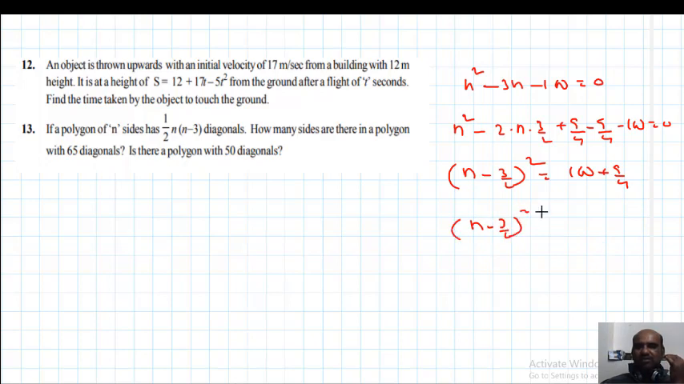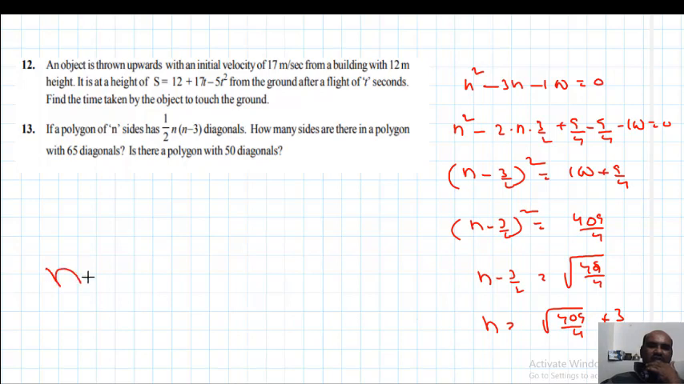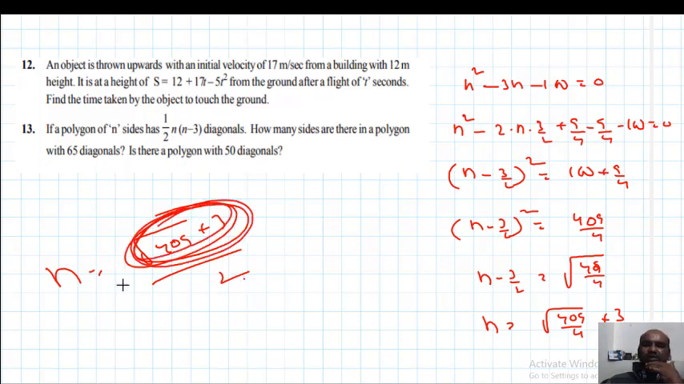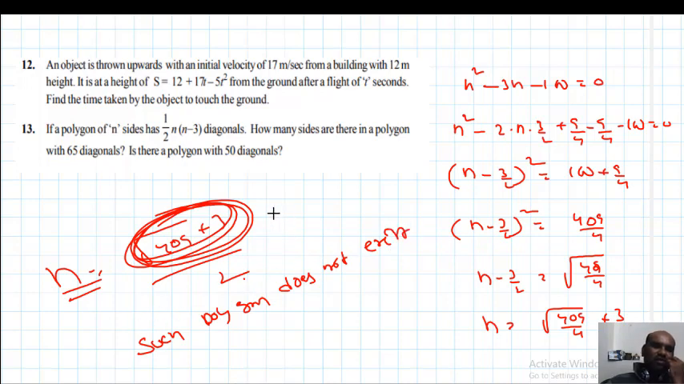N minus 3 by 2 whole square should be equal to 409 by 4. So n minus 3 by 2 equal to root over 409 by 4, or n should be root over 409 by 4 plus 3 by 2. In other words, I can say that n equal to root over 409 plus 3 by 2. So this should be a whole number and this should be divisible by 2, then only n exists. I think root over 409 is not a rational number, it is an irrational number. That's why n won't exist. Such a polygon won't exist. That is the reason. I can say that n does not belong to the natural numbers. That's why I can say that there is no such polygon.